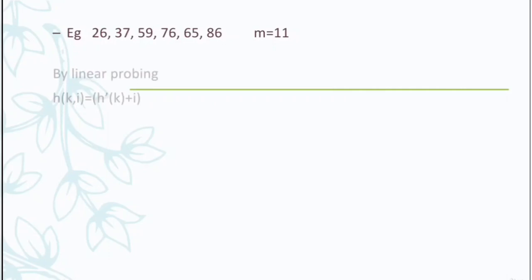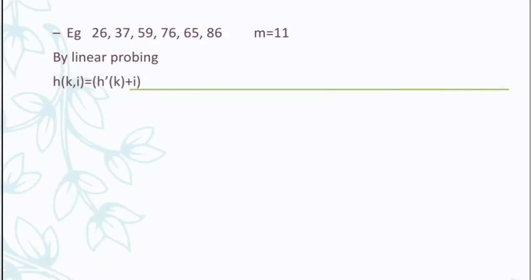So let's see this linear probing with an example. Let us consider that the key values for this case are 26, 37, 59, 76, 65 and 86, and m is the size of the array. In this case the m size is 11, that is, the size of the array is 11. So by linear probing we have the hash function as h of k comma i equals h dash of k plus i. For the first key, that is 26, we have considered the 0th index position, and for that we got the value as 4.